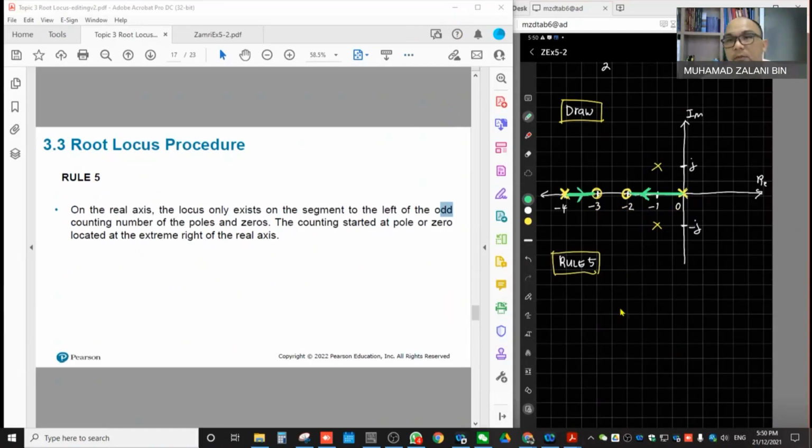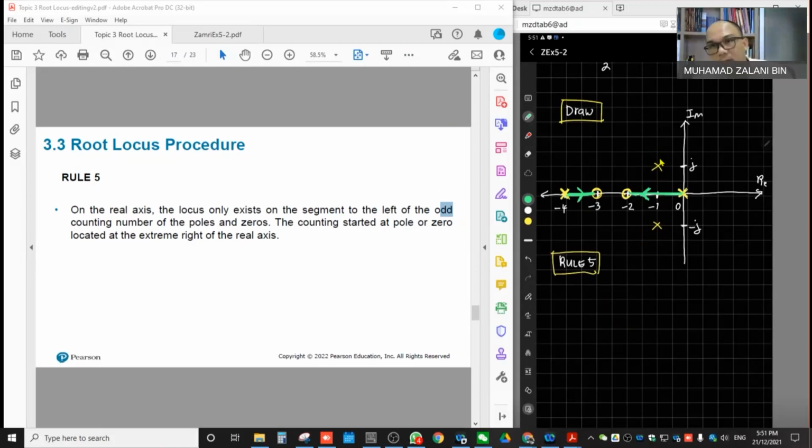So the next thing we should do is to consider the root locus for these two complex poles. For these two complex poles, we know that it should start from here, start from that location and also that location, symmetrically.